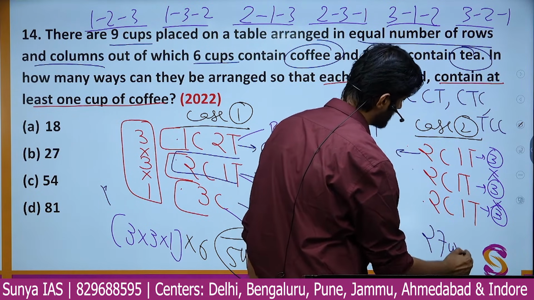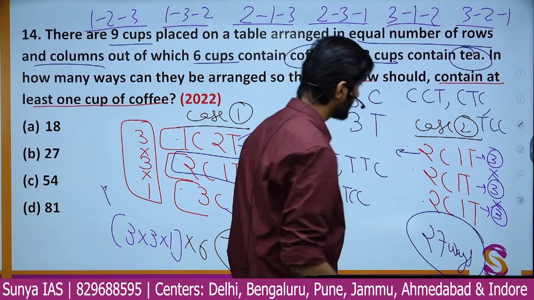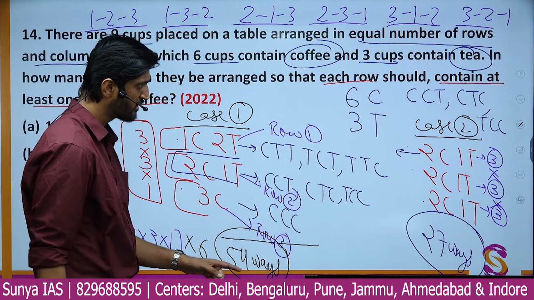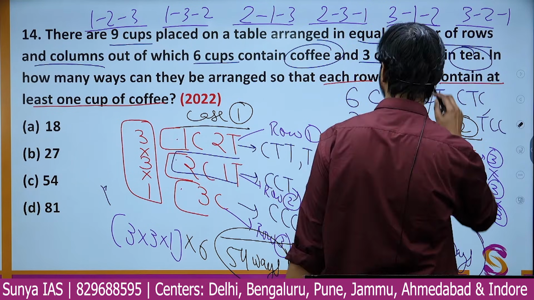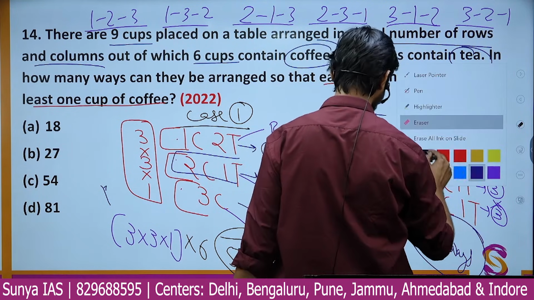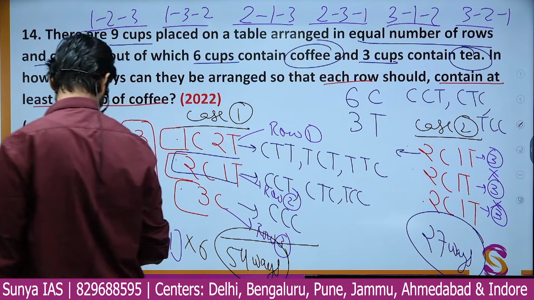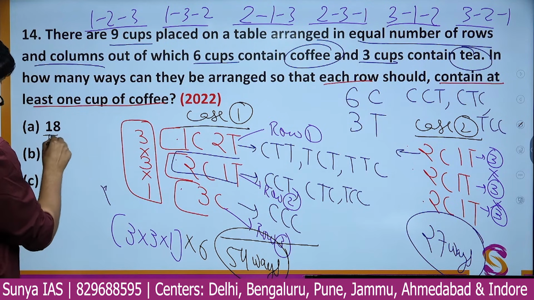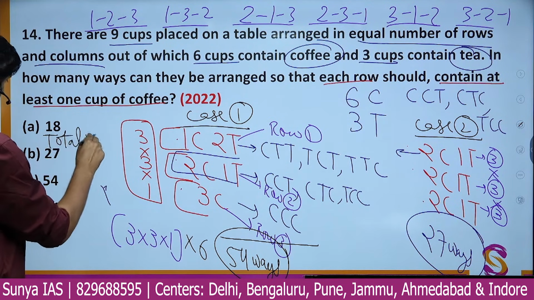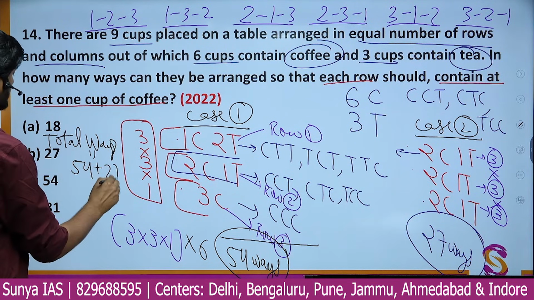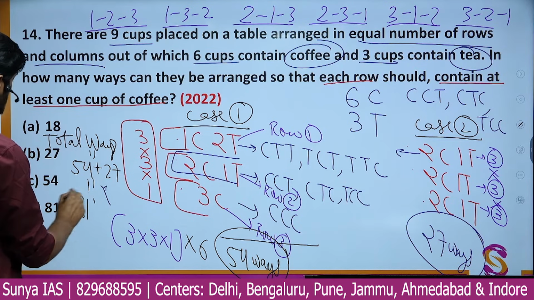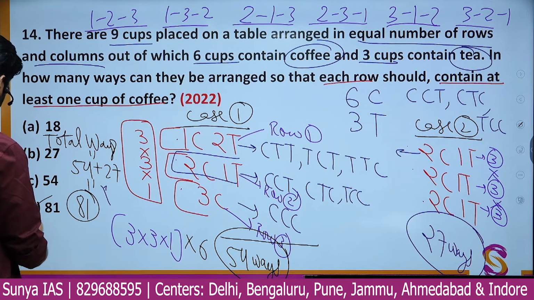ways. So overall, from case 1 we have 54 ways, and from case 2 we have 27 ways. Overall number of ways are going to be 54 plus 27, the sum is 81. So the answer becomes 81.